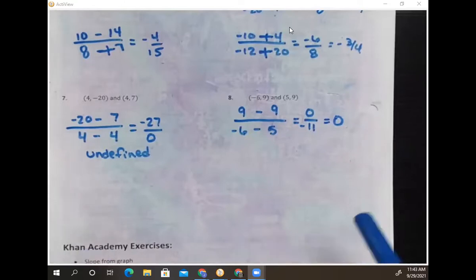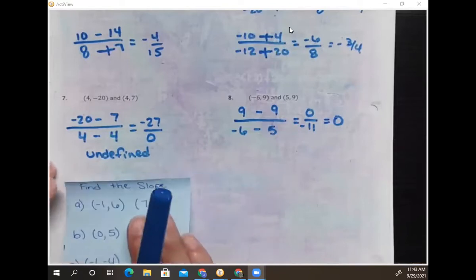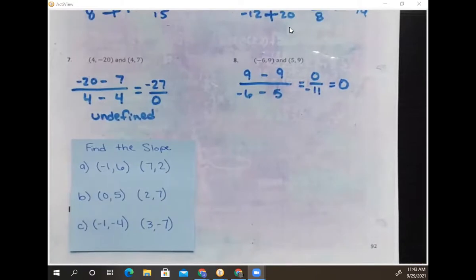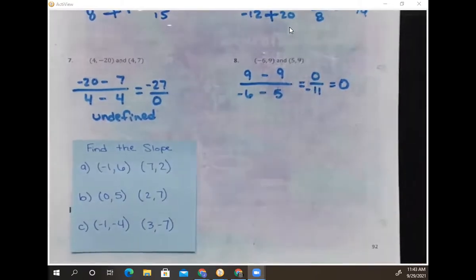Okay. In the sort of space down here on page 92, I've got a couple more problems. I want you to find the slope for these. Find the slope for those 3 points.